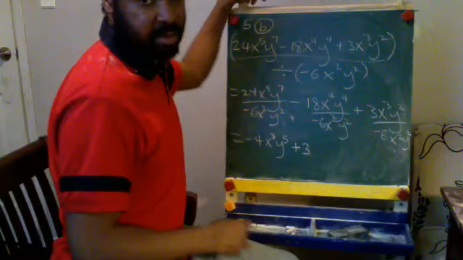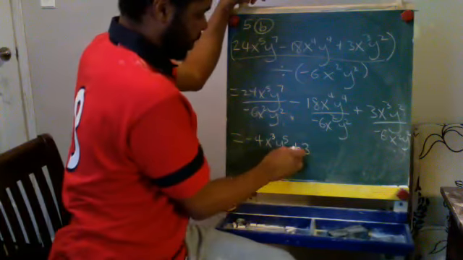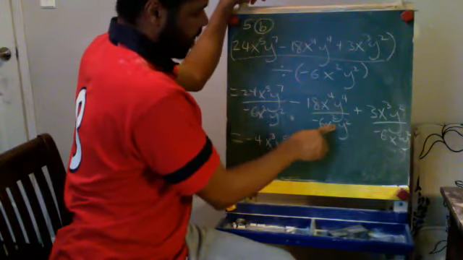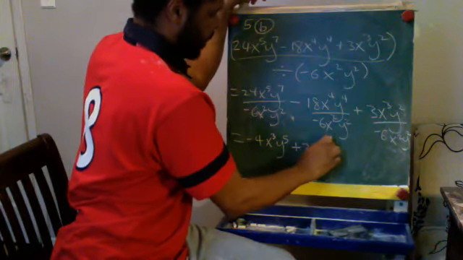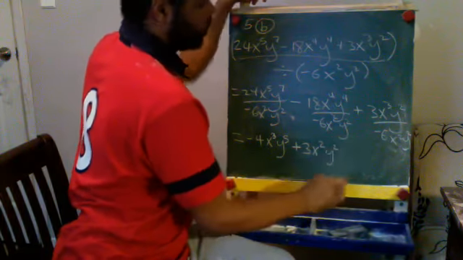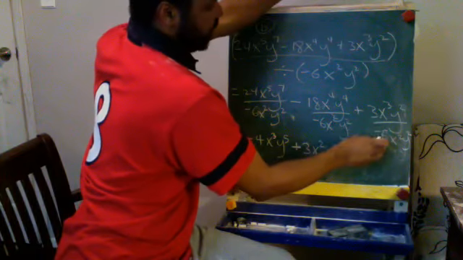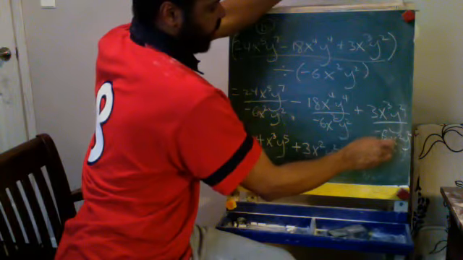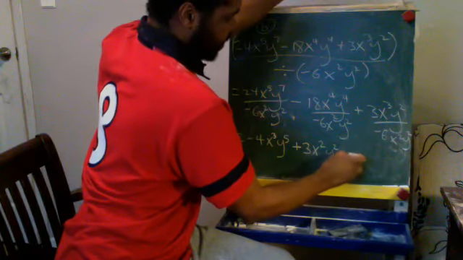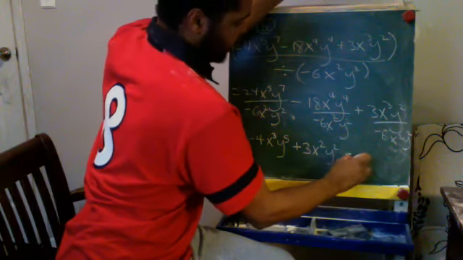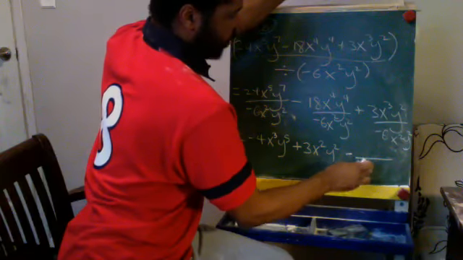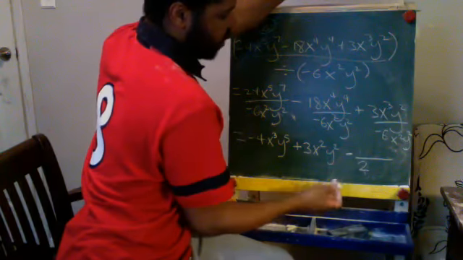Sorry, my brain is running fast with this process. X to the 4th divided by x squared is going to be x squared. Y to the 4th divided by y squared is going to be y squared. Positive 3 divided by negative 6 is going to be negative a half. So I'm just going to write that with a 2 here. All right? So I'm not going to write the 1. Let the 1 be invisible.